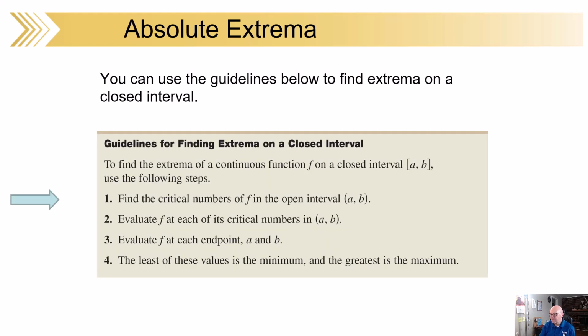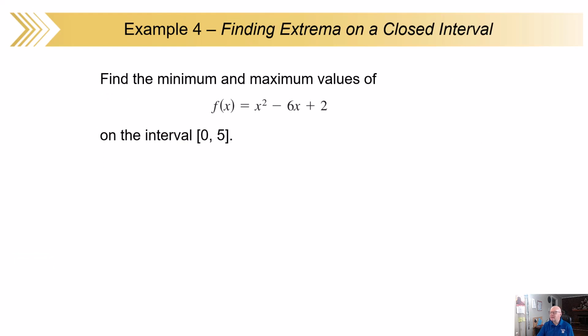So here are the guidelines. Get the critical numbers of f in the open interval using the derivative, of course, first derivative. Find out what the value of f is at each of the critical numbers. Evaluate f at each endpoint as well as the critical numbers. And the smallest is the minimum, the greatest is the maximum. That's pretty simple. So once you get 1, 2, 3, you're looking for the minimum and maximum, just look at the numbers. So let's take a look.